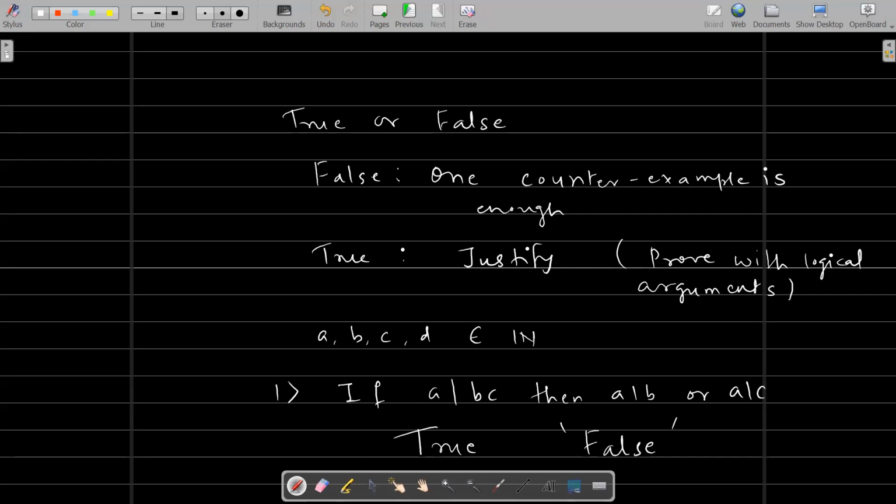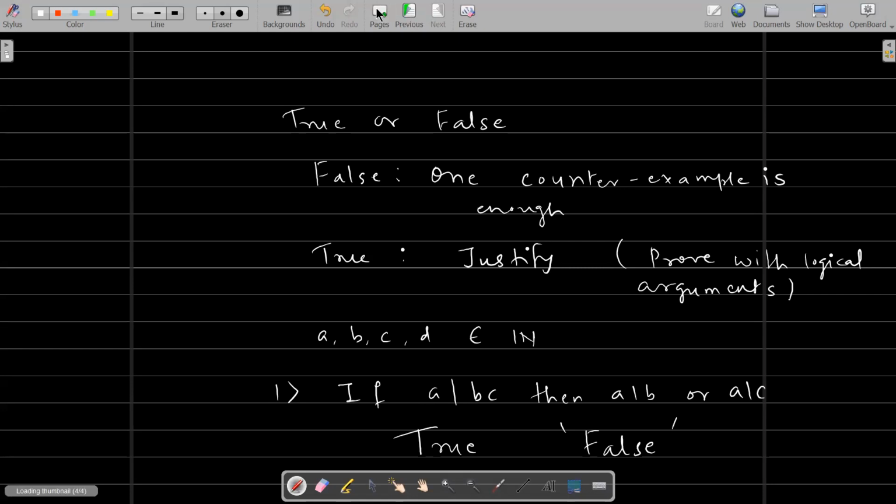6 divides 24, which is 3 into 8. But 6 does not divide 3 and 6 does not divide 8. So we can give many counter examples, right? So that means this is evidently false. Some people have said true, but it's false actually.